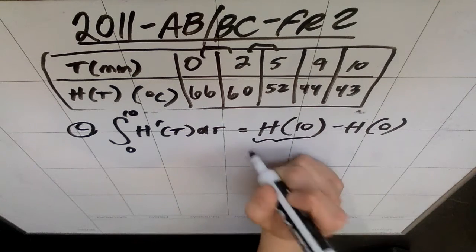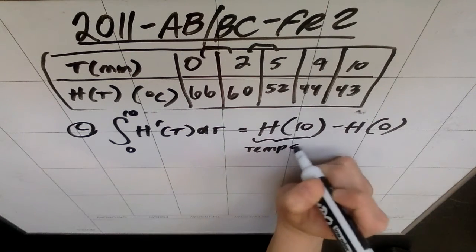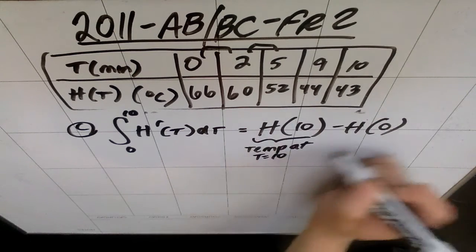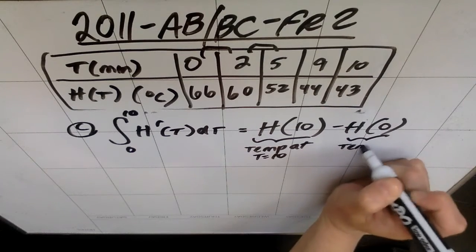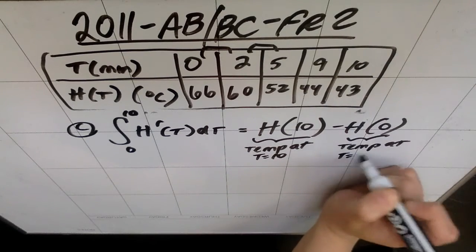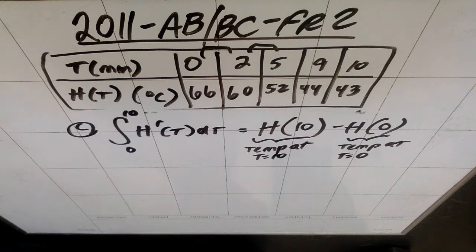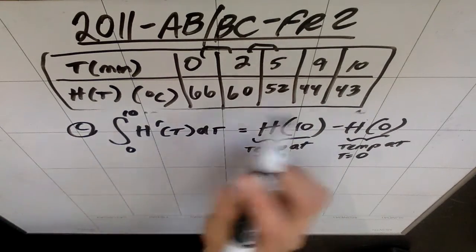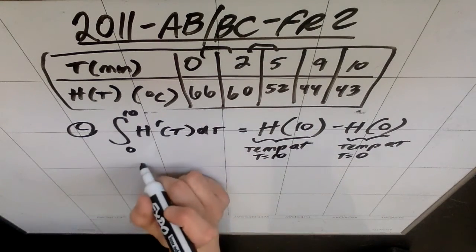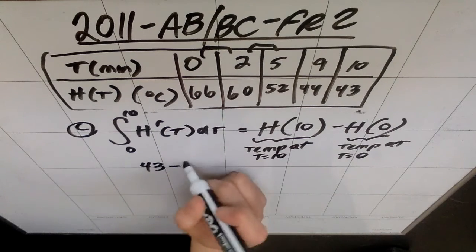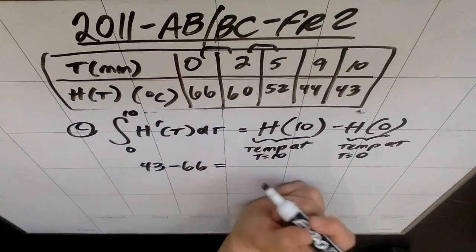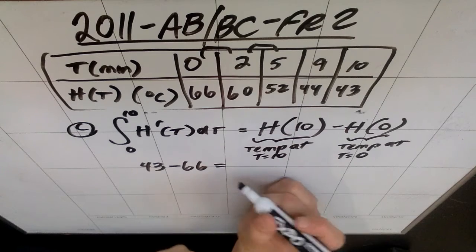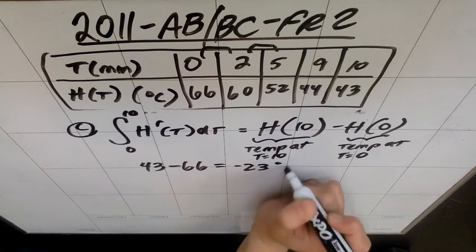Well, since this is the temp at t equals 10, and this is the temp at t equals 0, this represents the change in temperature from the start to the end of the problem, essentially. So that's going to be h of 10, which was 43 degrees, right? So it's 43 minus h of 0, which was 66, right? So I'm going to end up getting that this is a negative 23 degrees Celsius.